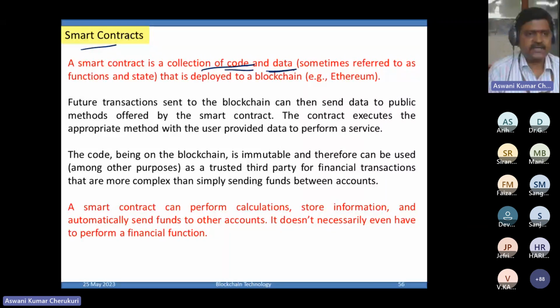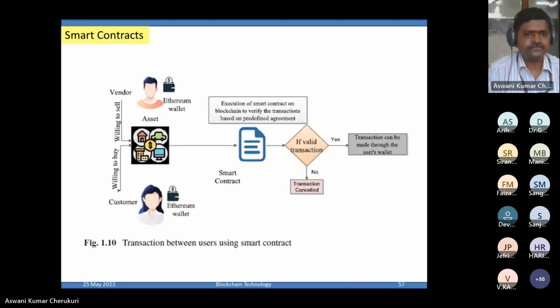It can perform certain calculations, store information, and automatically send funds to other accounts. Take an example: I took a loan, and every month, say on the 10th, I pay my loan to the bank. You can think of it as a contract, so automatically my account gets debited on the 10th of every month. We call it a smart contract because you have a collection of code that gets executed on the data. Again, there you have verification of the transactions with the help of cryptographic primitives.